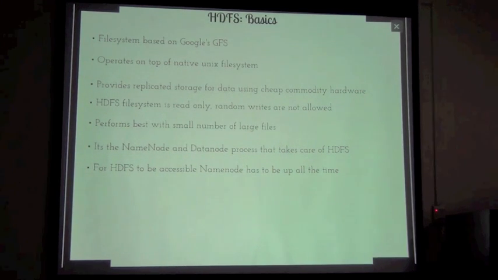Correct. For HDFS to be accessible, the name node has to be up all the time. We spoke about that: the name node is a single point of failure. You mitigate that risk with the secondary name node. In the latest version, there is something called high availability, where once one name node goes down, the other comes up directly. So it's no longer called a single point of failure.